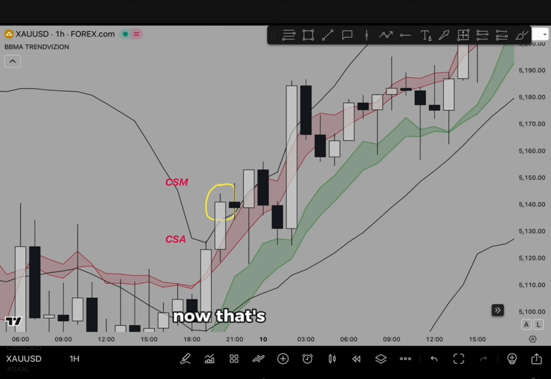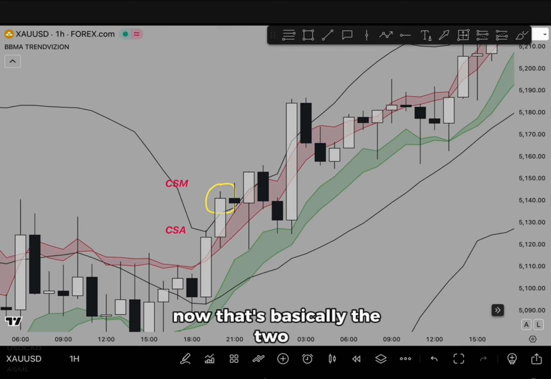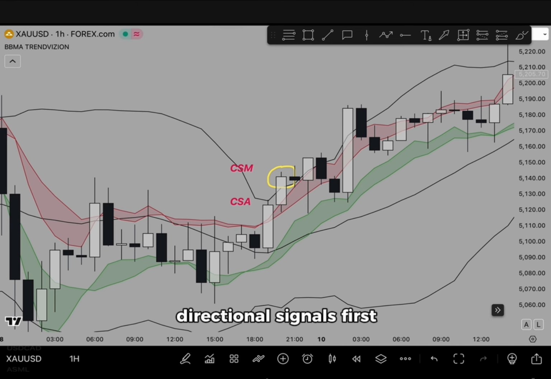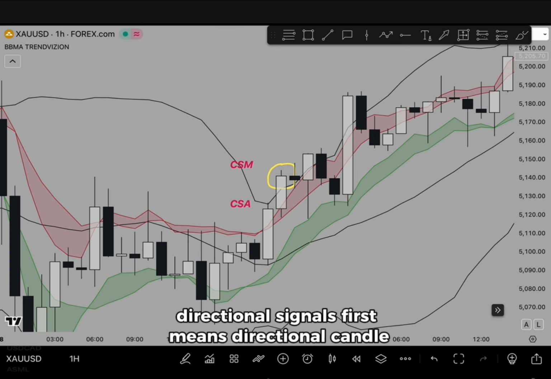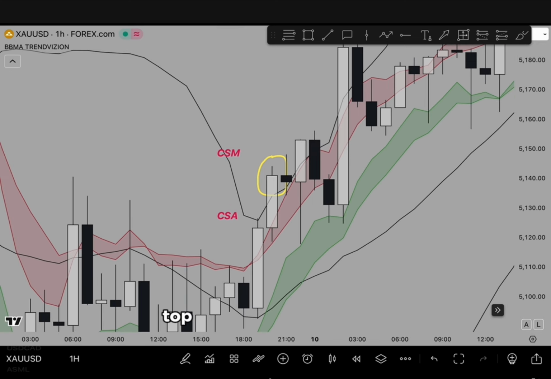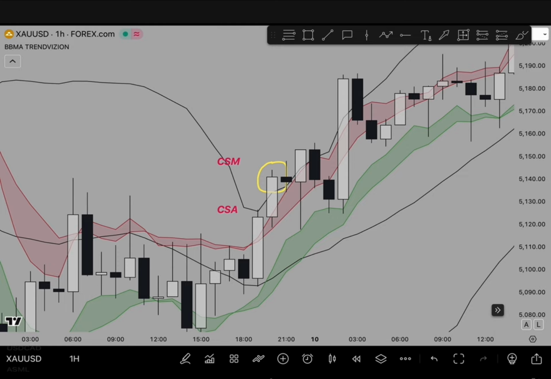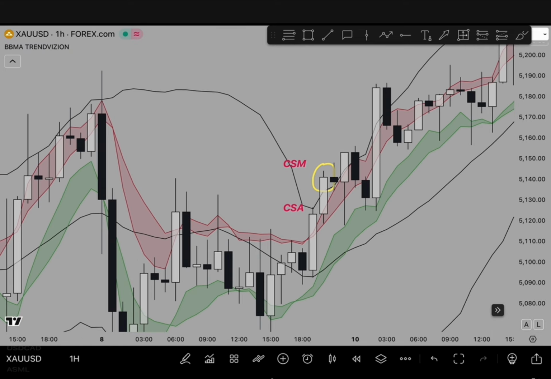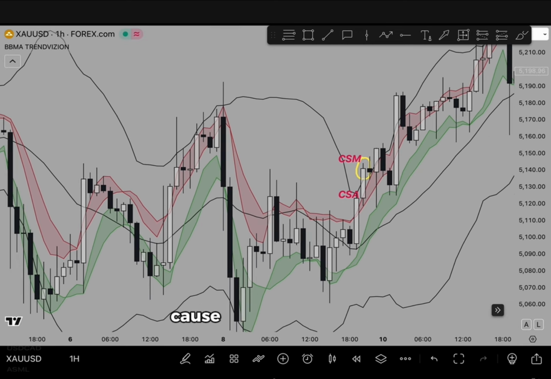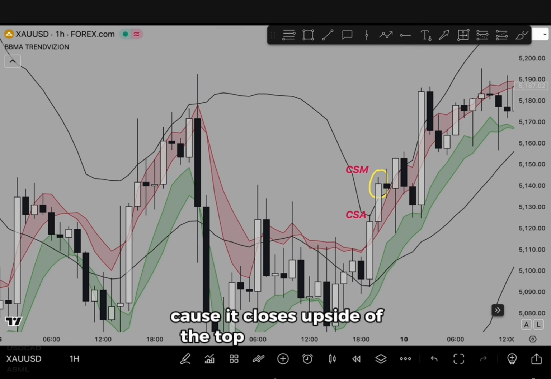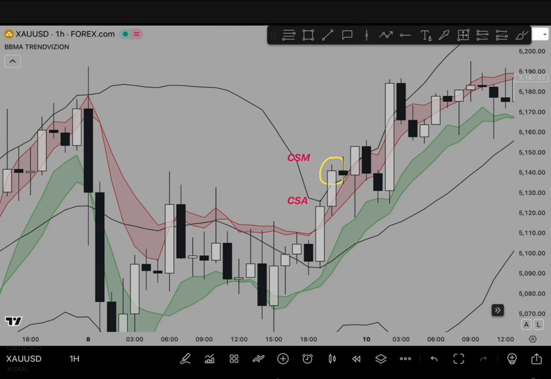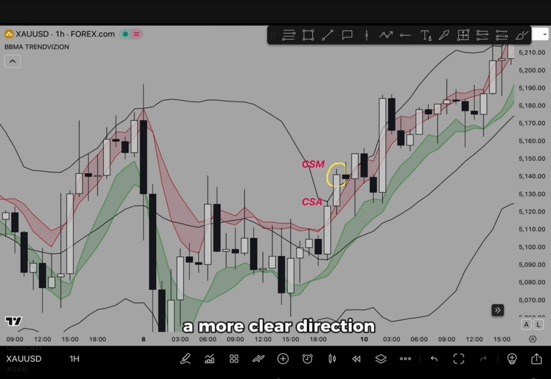Now, that's basically two of the three directional signals. The first means a directional candle, and the second one, closing above the top Bollinger Band, is called CSM, candlestick momentum. The momentum ones are usually the strongest ones, because it closes outside of the top Bollinger Band, so it usually gives a more clear direction.